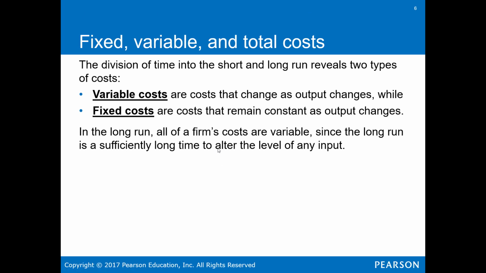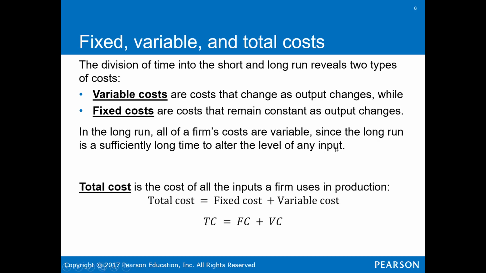Talking about fixed, variable, and total costs. These are important concepts. The division of time into the short and long run reveals two types of costs. Variable, which are costs that change as outputs change, and fixed, which are costs that remain constant as output changes. In the long run, all firms' costs are variable, since the long run is a sufficiently long time to alter any level of input. Total cost equals your fixed cost plus your variable costs.